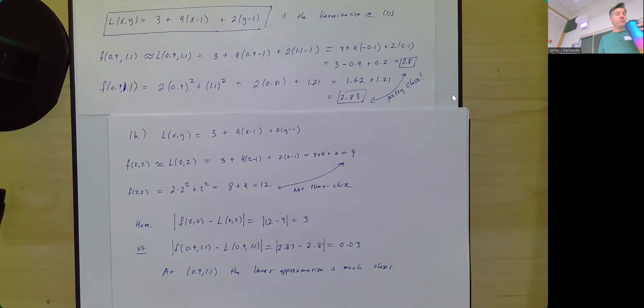No, they want you to actually compare the value. Okay. Yeah, they don't want you to compare it to f of 1, 1. They want you to compare it to f of 0.9, 1.1. At least that's my read of it. Let me double check. Nope, they mean right. It says then use it to approximate f of 0.9, 1.1, and then compare the approximate value with the true value at 0.9, 1.1.